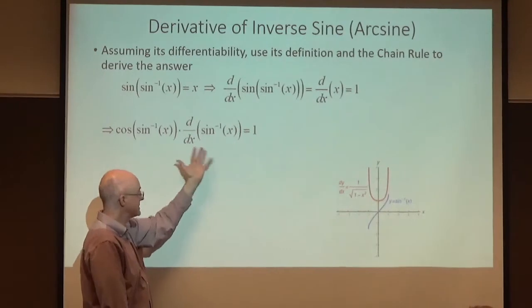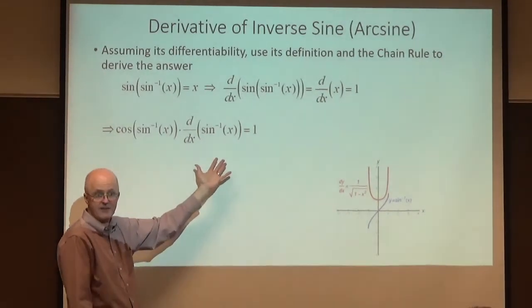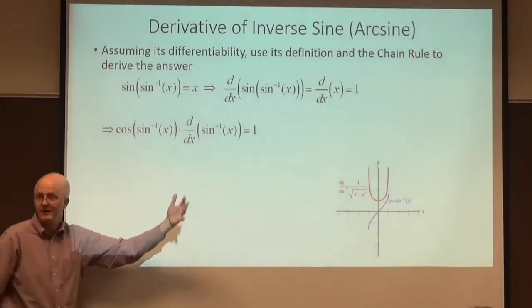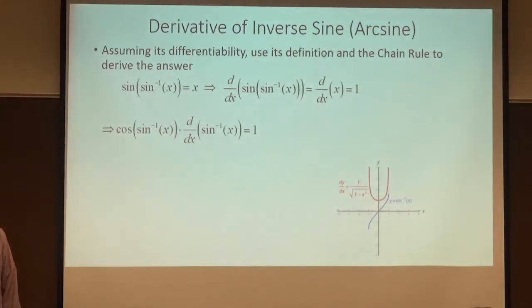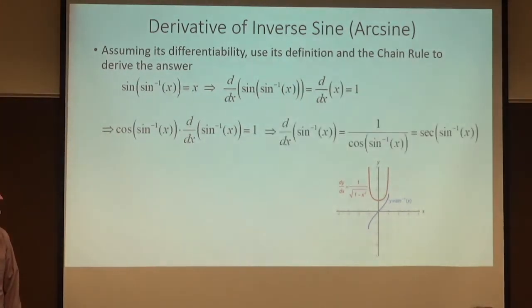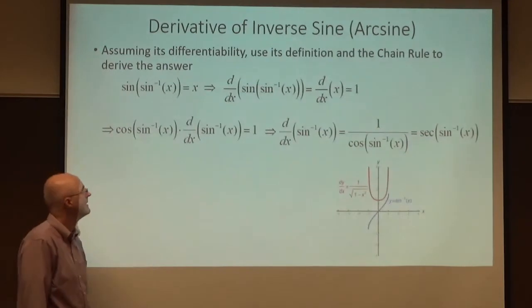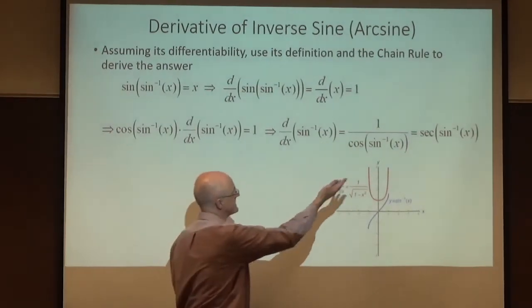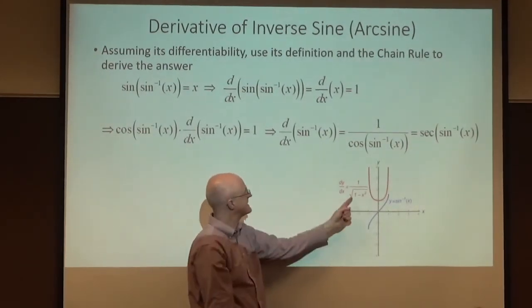And this now allows you to solve for this derivative algebraically, instead of with limits or infinitesimals. Just divide both sides by cosine of the inverse sine of x, like that. So that is the derivative of inverse sine, but evidently, according to this picture, it's got a simpler formula.